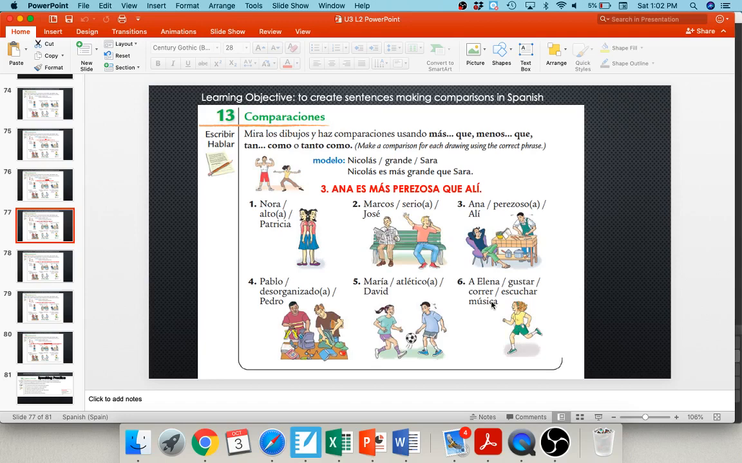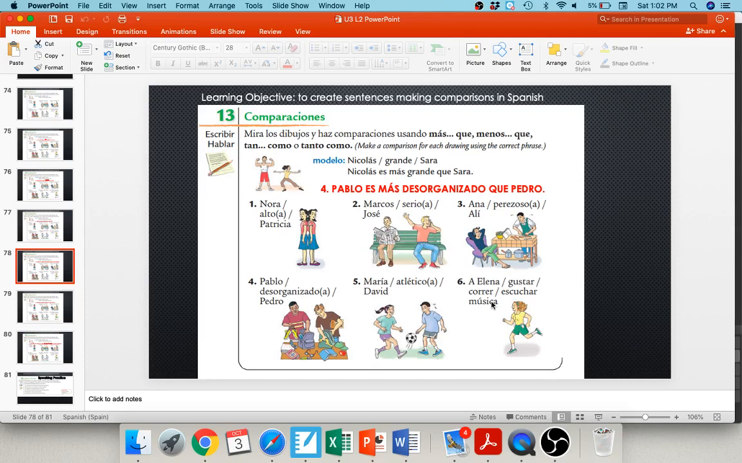Okay, let's take a look at these. So number 4, we have Pablo and Pedro. We have Pablo on the left, Pedro on the right, and our adjective here is desorganizado. So we're trying to say that Pablo is either more, less, or as disorganized as Pedro. I've had people do this both ways. They both look disorganized, but Pablo has more stuff sitting out. So I said Pablo is more disorganized than Pedro. I said Pablo es más desorganizado que Pedro. But if you said as disorganized as, that would work too. You could just say Pablo es tan desorganizado como Pedro. That would work as well.